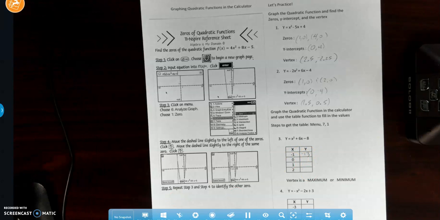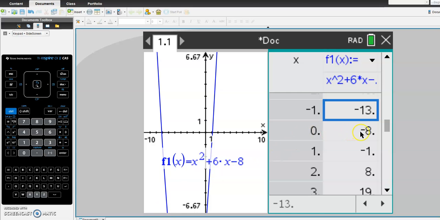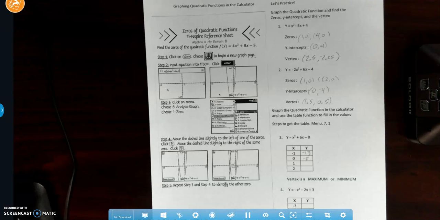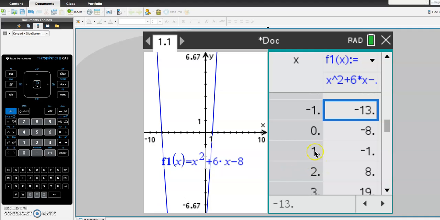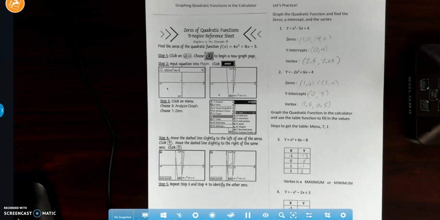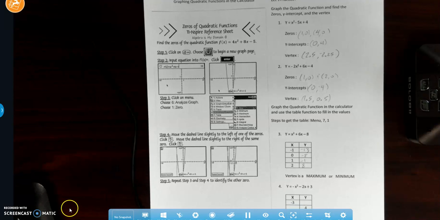Now we want 0. So the point 0, negative 8. Fill that in for your table. Now we want the point at 1. So it says 1, negative 1. And last 2, positive 8. So there's your table.